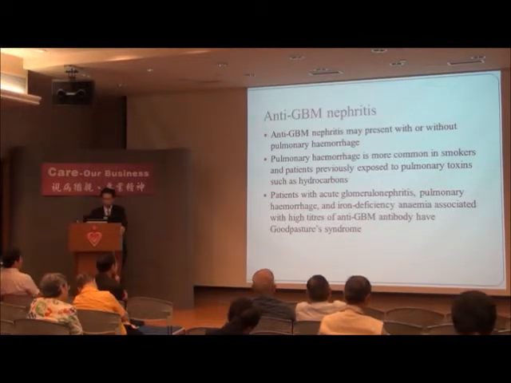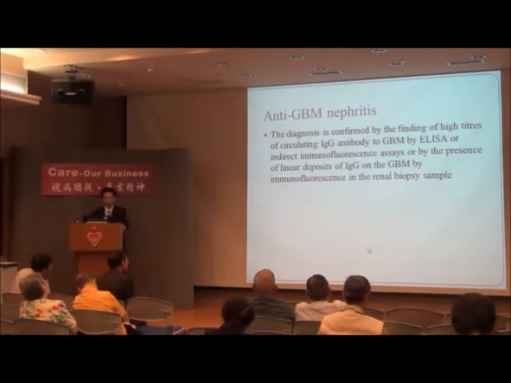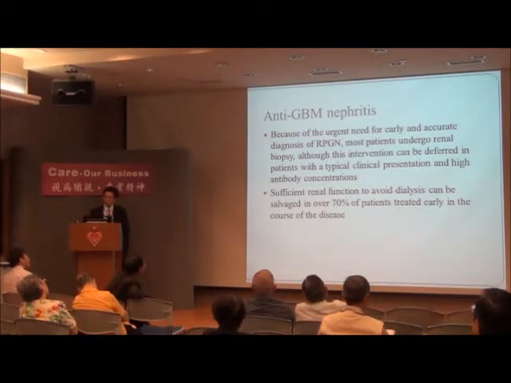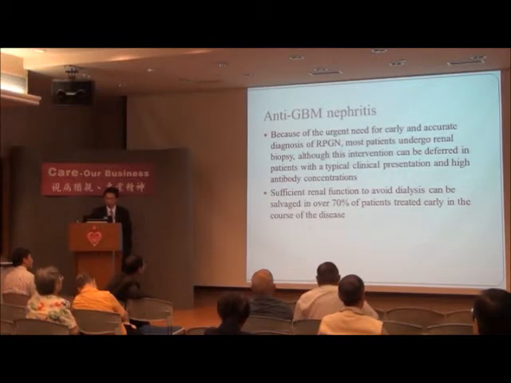Patients with acute glomerulonephritis, pulmonary hemorrhage, and iron deficiency anemia associated with high titers of anti-GBM antibody have Goodpasture syndrome. The diagnosis is confirmed by findings of high titers of IgG antibody to GBM by ELISA or direct immunofluorescent assay, or by the presence of linear deposits of IgG on the GBM by immunofluorescence in the renal biopsy sample. Because of the urgent need for early and accurate diagnosis of RPGN, most patients undergo renal biopsy, although this can be deferred in patients with a typical clinical presentation and high antibody concentrations.